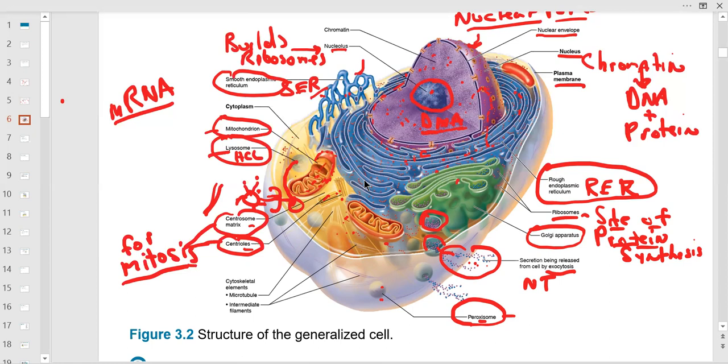Anything else fun on this picture? Here's chromatin. It's up there. So there's a good list of organelles. There's a whole PowerPoint on organelles and we'll talk about it in lab too, as you saw.